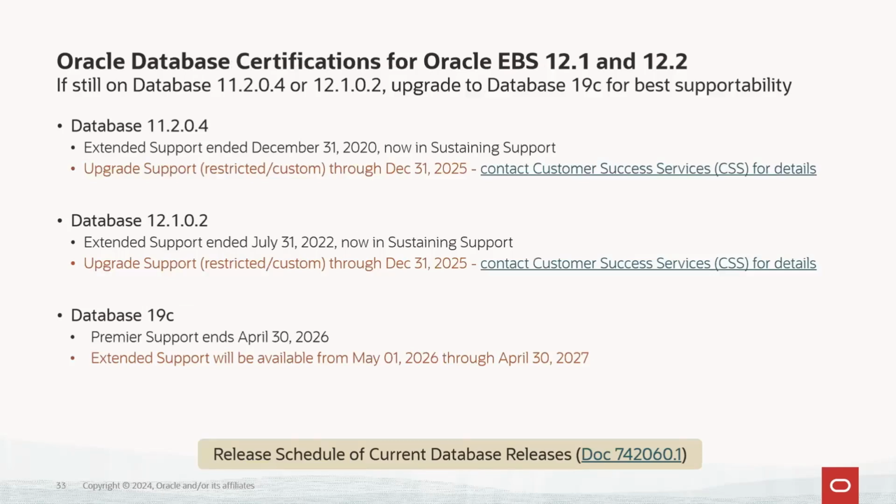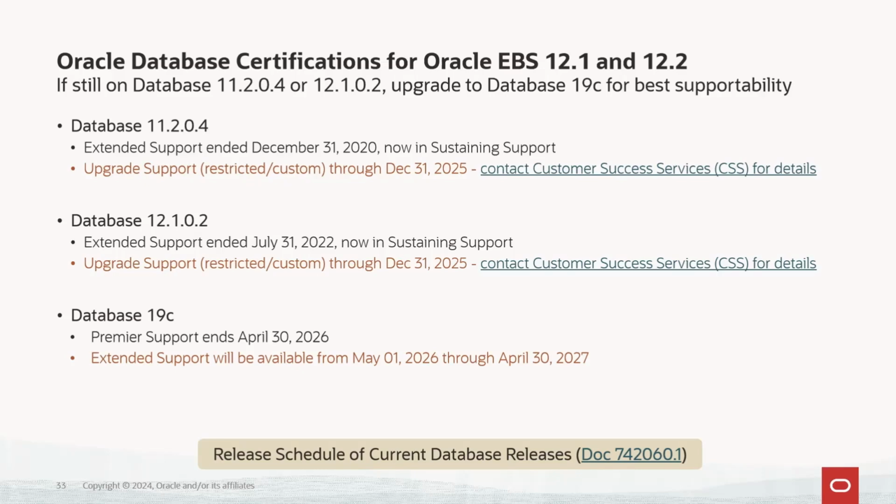Now, we know that some customers may still be running Database 11.2.0.4 or 12.1.0.2. As you can see, those are not only out of Premier Support, but they're out of Extended Support as well, and have moved into a phase that you need to contract for with the Customer Success Services team called Upgrade Support. That's only going to extend through calendar year 2025. So if you happen to be on one of those older database versions, it's really a high priority for you to upgrade to Database 19c.